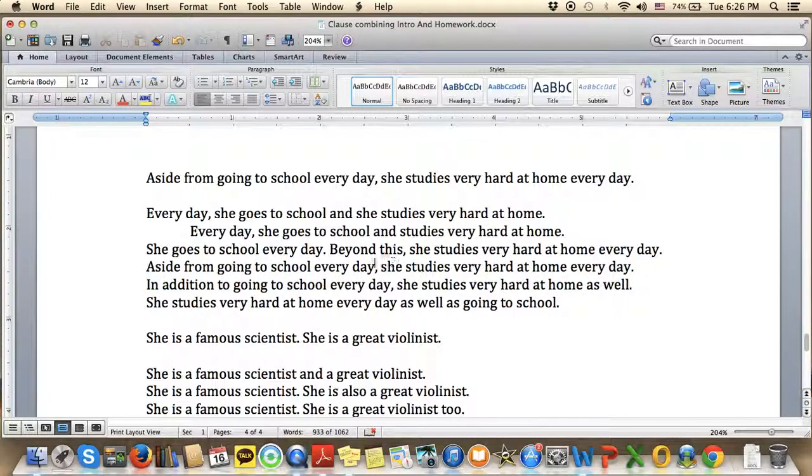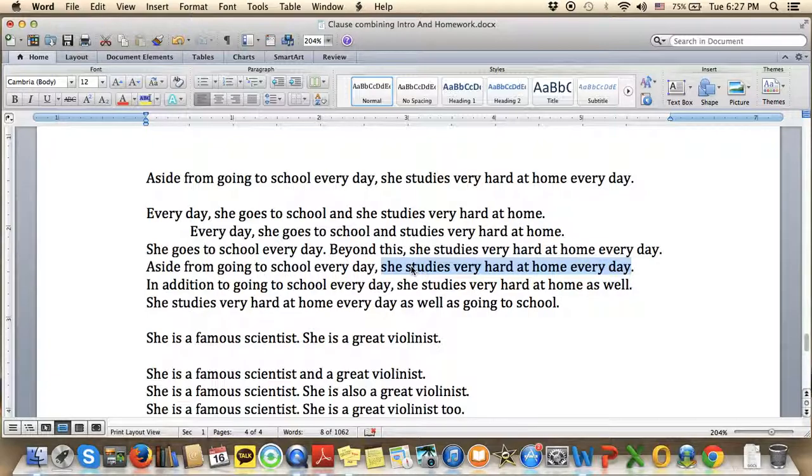You know what? We don't have also or as well in this one. If I wanted to put an also in here, where would I put it? Go ahead and pause the video right now and think about this. If I wanted to put also in here, where would I put it? There you go, 3, 2, 1, pause.